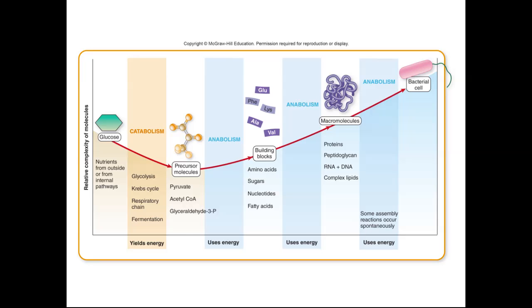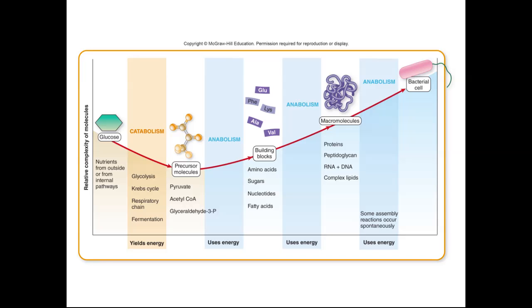So, here we can start off with a big complex 6-carbon glucose molecule, and we can break that glucose molecule down into a 3-carbon pyruvate molecule. So as we go from a bigger molecule to a smaller molecule, we're losing energy from the molecules, and that energy is going to be yielded out to the cell to be harnessed. This is going to be a catabolic process, and the molecules are going to be less complex.